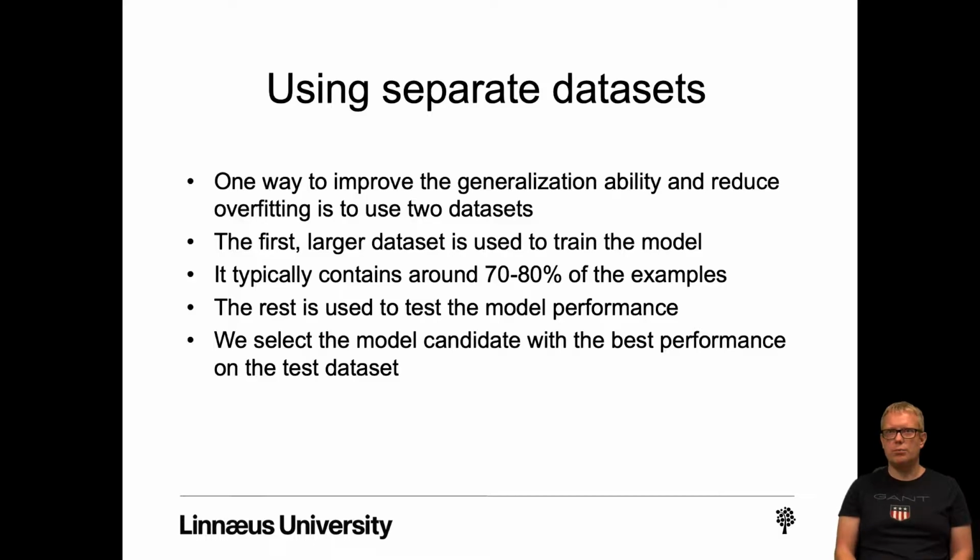And one way to improve the generalization ability and reduce overfitting is to use two datasets. The first and larger dataset is used to train the model, and it typically contains around 70 to 80% of the examples. And the rest is used to test the model performance. And we select the model candidate with the best performance on the test dataset.